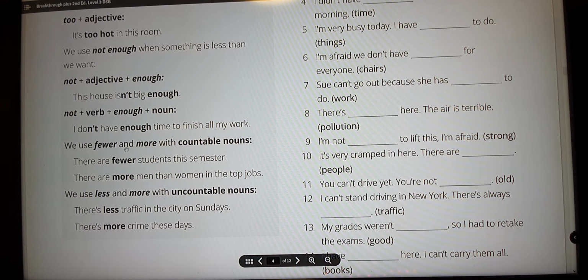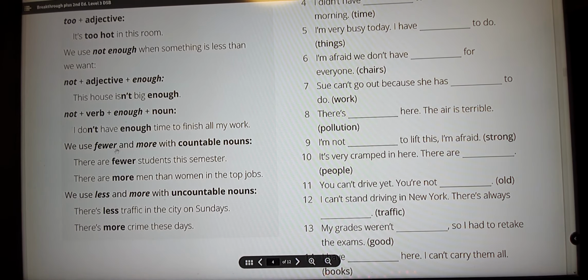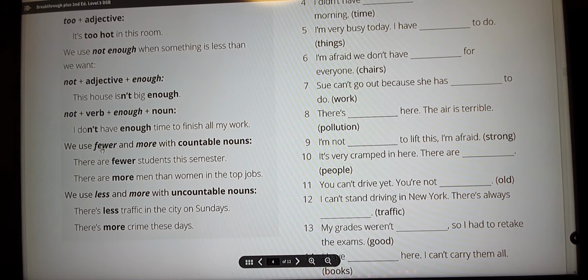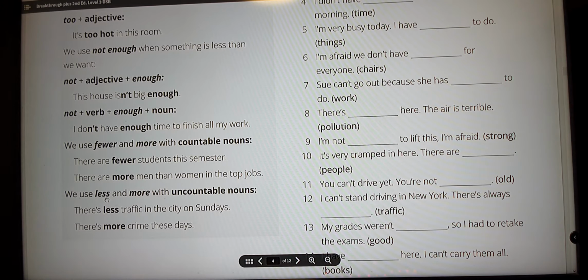But when we're talking about less than we want or less than we need, for countable nouns, we use fewer. For uncountable nouns, we use less. Two examples. There's less traffic in the city on Sundays. Traffic, uncountable. So not much traffic on Sundays. There's less traffic in the city on Sundays.